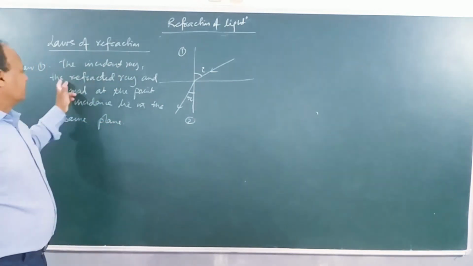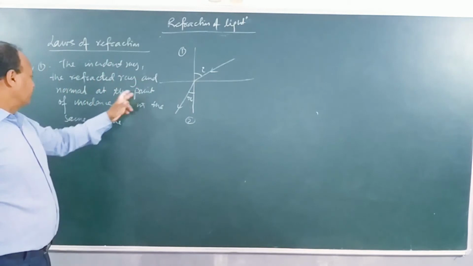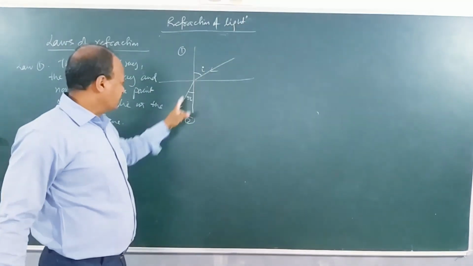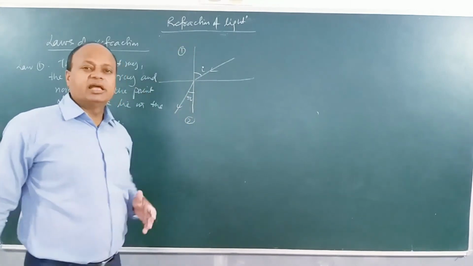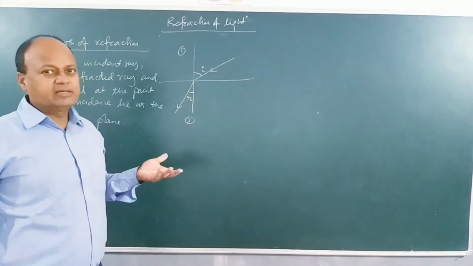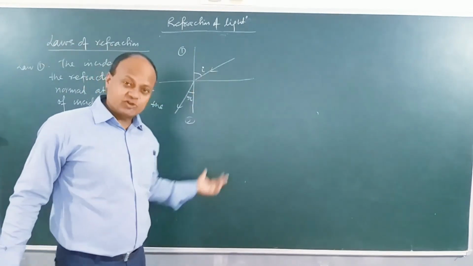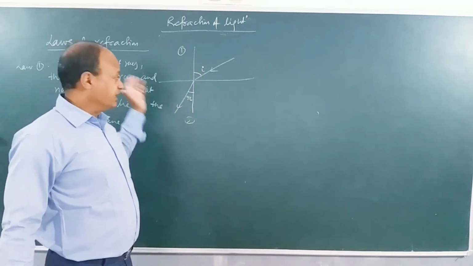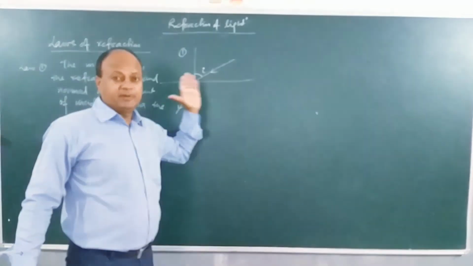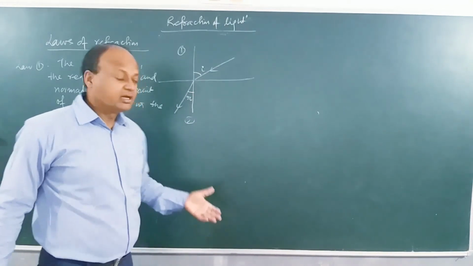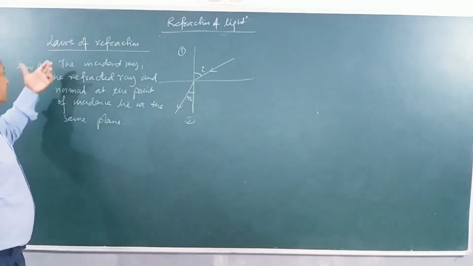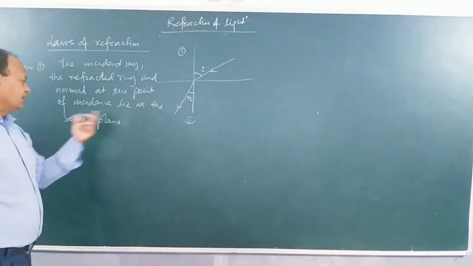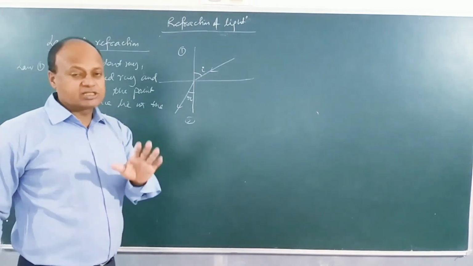The incident ray, the reflected ray, the normal at the point of incidence lie in the same plane. Let's understand this. For this, no proof is required because you can clearly see by construction only this ray, the normal, and the reflected ray, they are on the same plane as the board on which I am writing. So, this is evident from this. This is law 1. Now the second law is important.